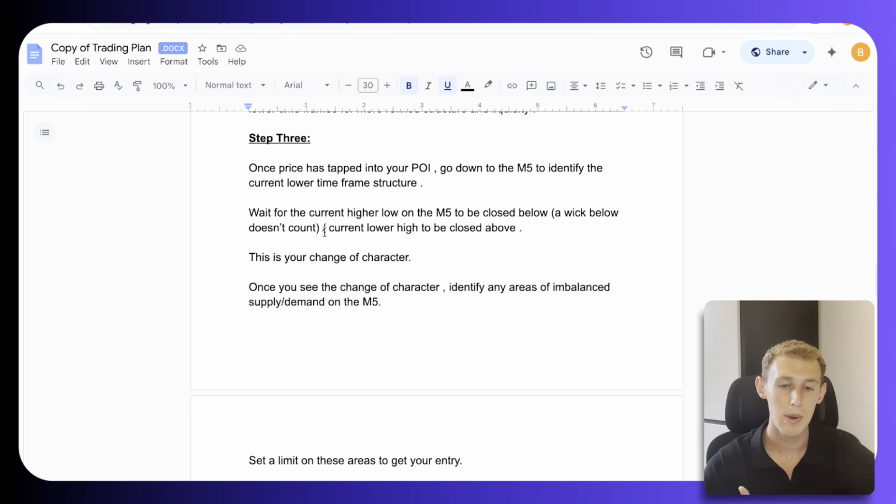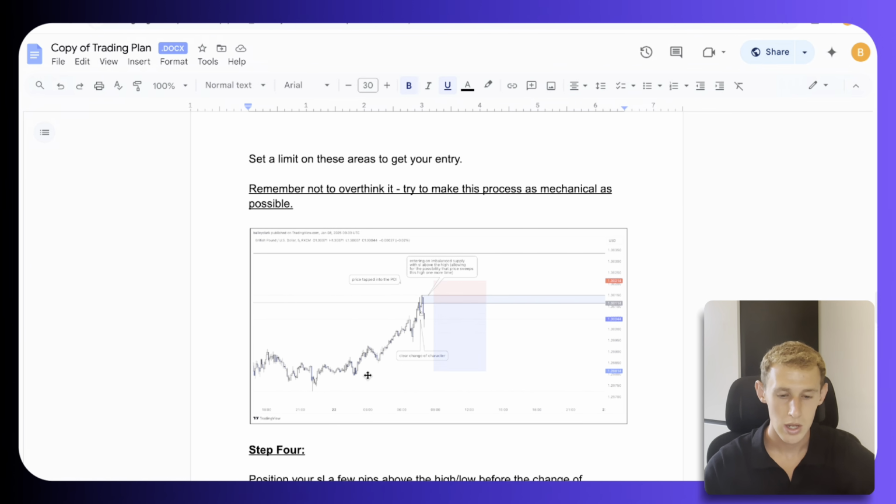All we're essentially waiting for is for the M5 time frame to flip back in line with that higher time frame narrative. So if we're looking for sells in a downtrend, I'm waiting for the M5 time frame to flip back bearish in line with that downtrend, and then I'm looking to execute my trade on the imbalance, right?